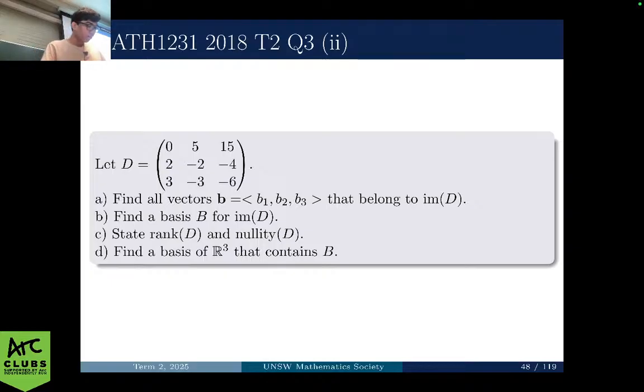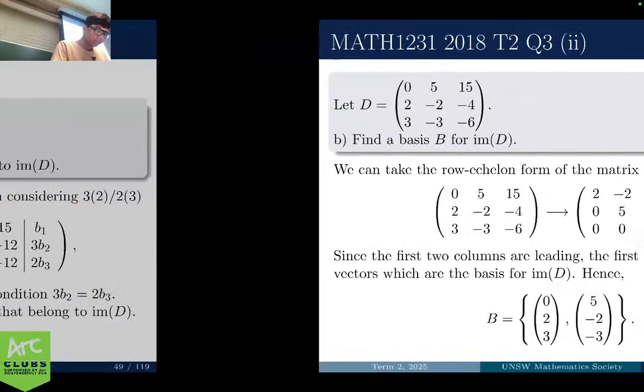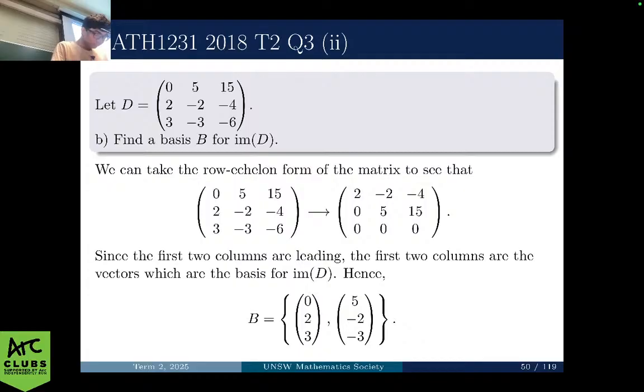For time, I will just show the result that I'm looking at. So here, I have just skipped to this. Here we have some matrix D, take row echelon form, and we get to this. You can verify that yourself. Here we have this is a leading column, and this is a leading column.